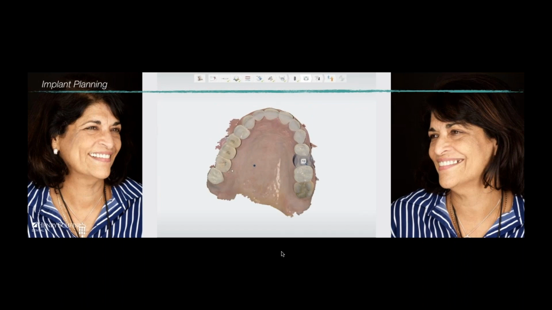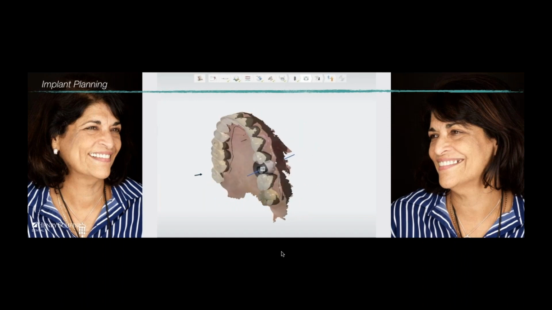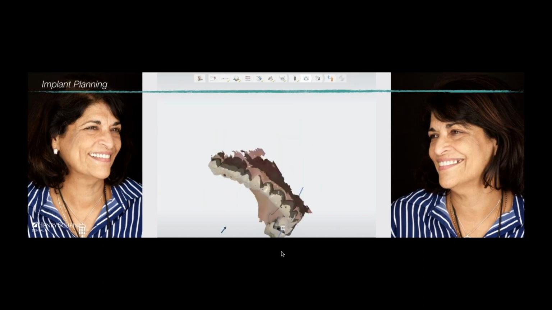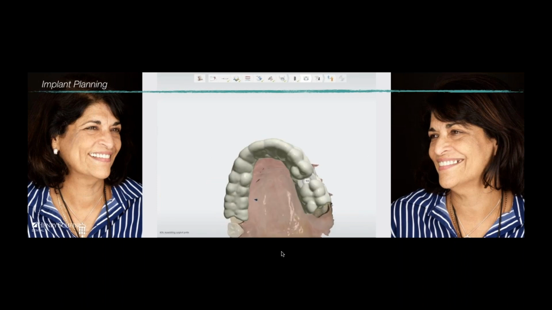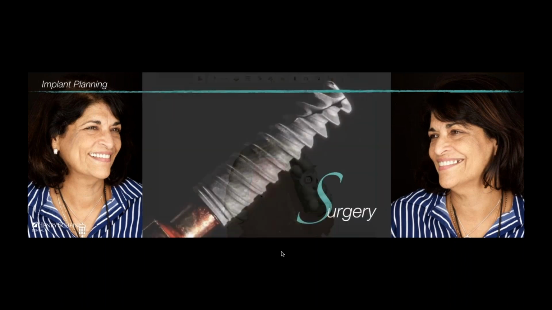So we can create a surgical guide, or we can take this into dynamic navigation, or we can take this into robotics, whatever our preference for guided surgery is. But we are not going to freehand the implant placement. And as you can see, it's very easy. In this case, we create a surgical guide. And now we know that the implant will go in predictably where we planned it to be. After that, you're ready for surgery.